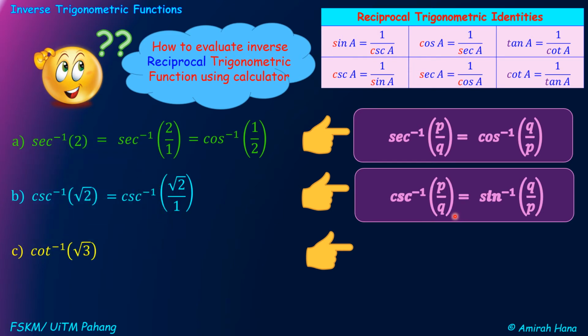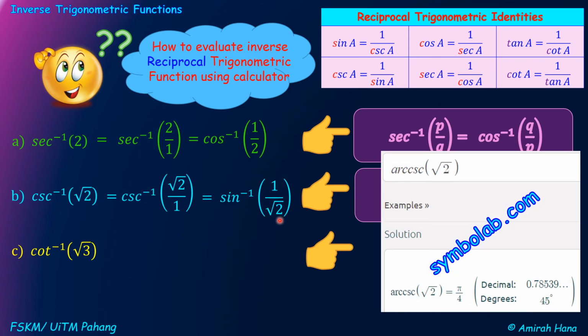Then from here we can change to inverse sine. We use this formula, so we get inverse sine, we exchange numerator and denominator, so 1 over sec 2. From here, we can use a calculator to find this value. And this example is actually similar to the previous slide, for inverse sine 1 over sec 2.